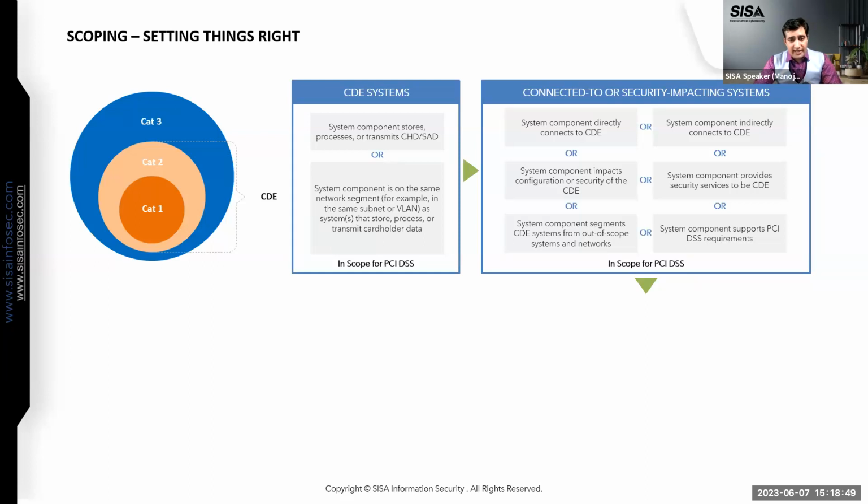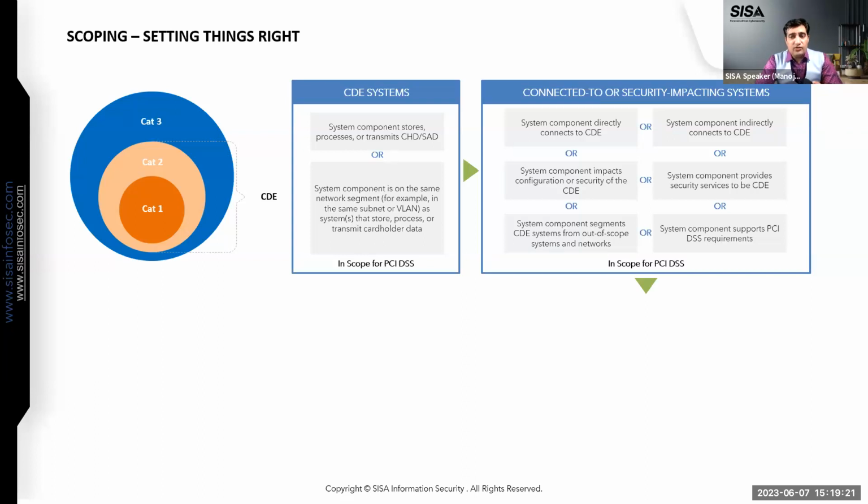And Cat 1 and Cat 2, both of these categories, will form your cardholder data environment. We call it CDE. What criteria do we need to have? We need to have both the approaches. One is called the scoping in approach, which you can see on your slide. CDE systems: any system which is storing, processing, transmitting cardholder data, or is connected with the cardholder data systems, in any way, is in the scope.